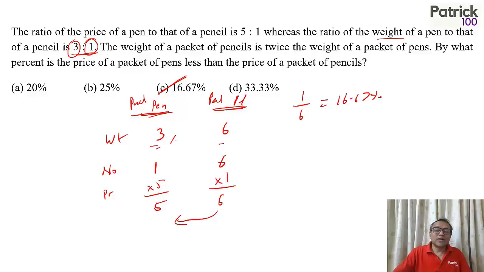So I took the weight as 3, weight as 6. So numbers you get 1 and 6, number of pens, number of pencils. Multiply with the price, you get the answer as 16.67%.